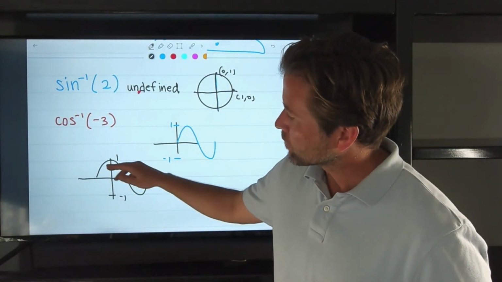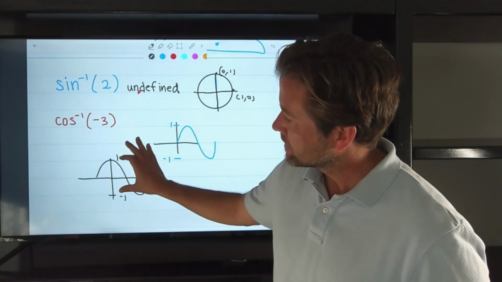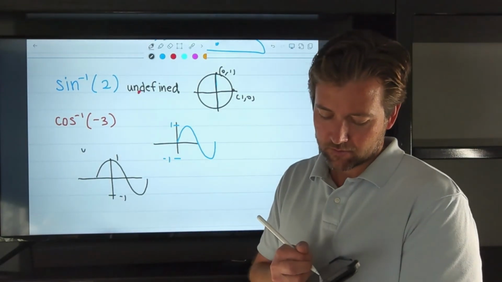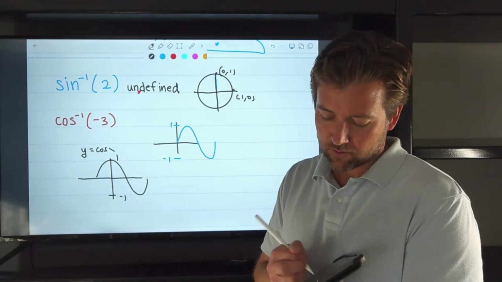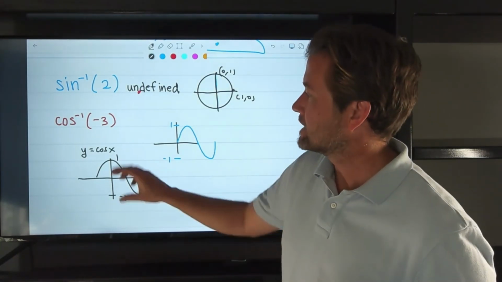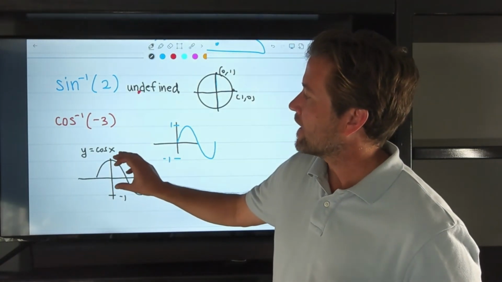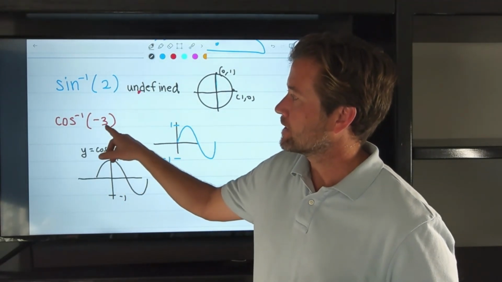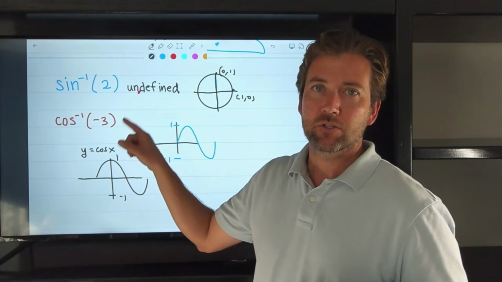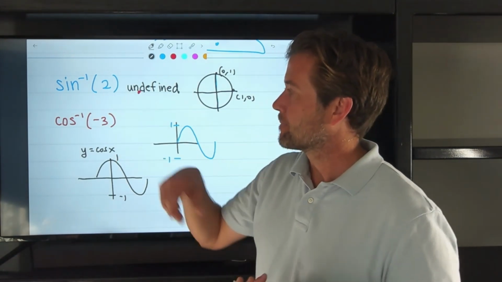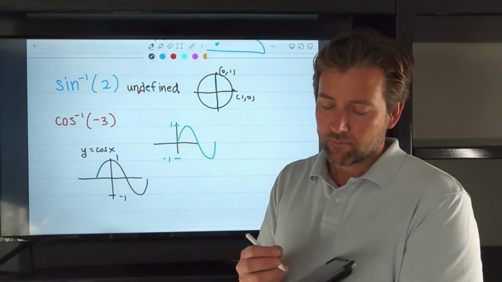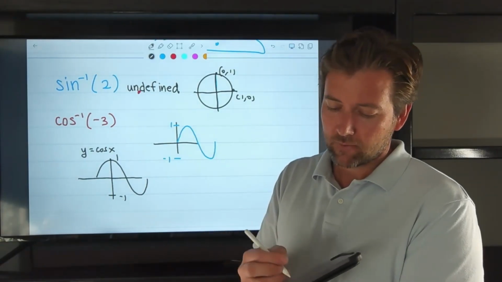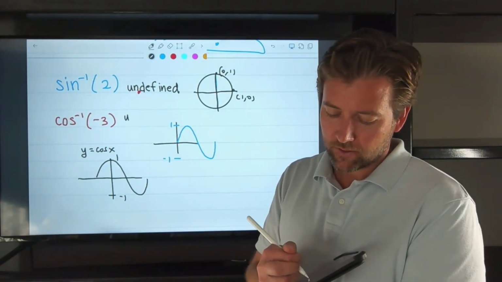If you look at the range of cosine, this is the cosine of x. It's negative 1 to 1. So that range must be the domain, the inputs of arc cosine. And so you're not allowed to plug in values into arc cosine that are greater than 1 or less than negative 1. So this problem is also undefined.